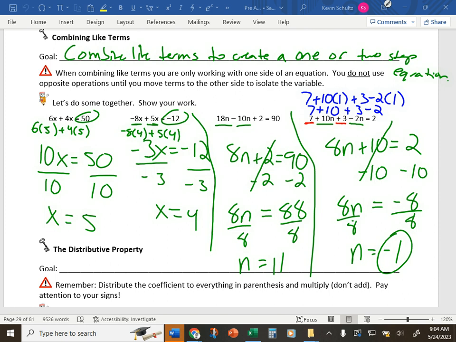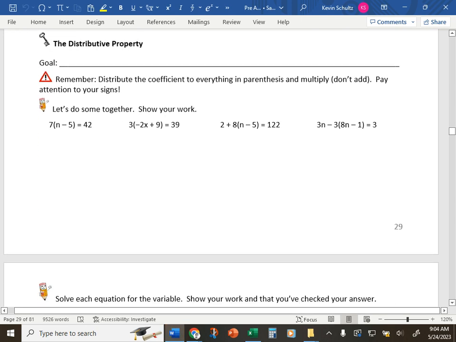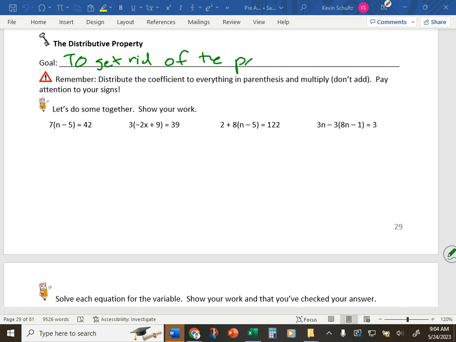All right. Let's go to the next type of simplifying that we talked about in PO60, the distributive property. And the goal here is to get rid of the parentheses, right? We know that we're going to need to distribute when we have parentheses. And so to get rid of them, that's why we distribute. To undo parentheses. Parentheses aren't really an operation, right? So there's nothing that's the opposite of parentheses, but mathematically there are things we can do to get rid of them, okay? And our first one here, 7 times n minus 5 equals 42.